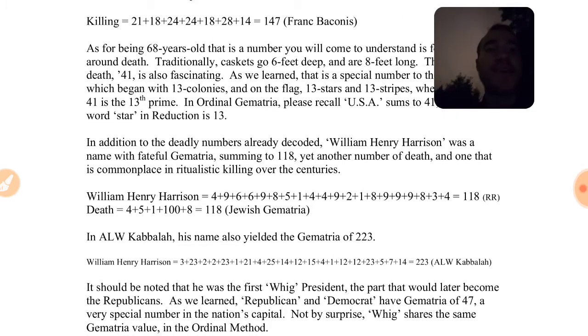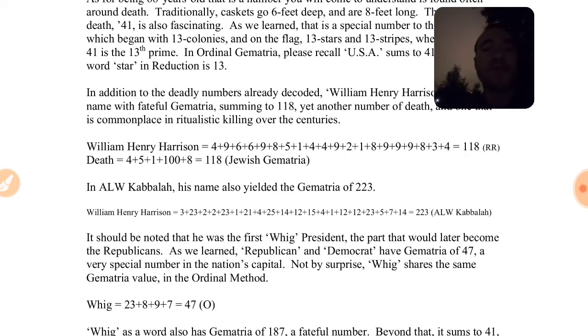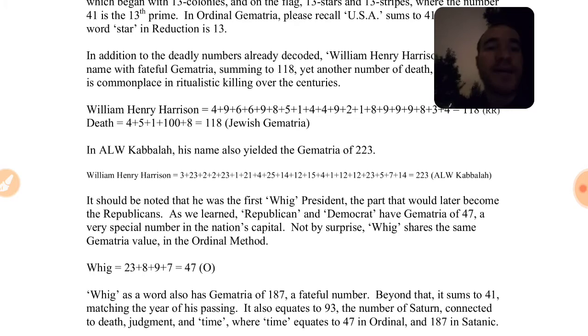In addition to the deadly numbers already decoded, William Henry Harrison was a name with fateful gematria, summing to 118, yet another number of death, and one that is commonplace in ritualistic killing over the centuries. 118 in reverse reduction, death 118 in Jewish gematria. In ALW Kabbalah, his name also yielded the gematria of 223.